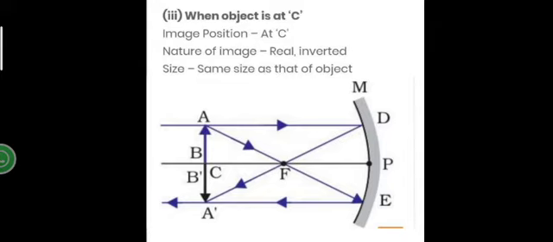And the third case is when the object is at C. In this case, the image is also at C. The first ray comes parallel to the principal axis, passing through the focus. Another ray is the reverse, passing through the focus. After reflection it becomes parallel, and they all meet at the same point. That means the image position is at C. Rays actually meet, so the image is real and inverted, and the object and image are at the same point, so the size is the same.